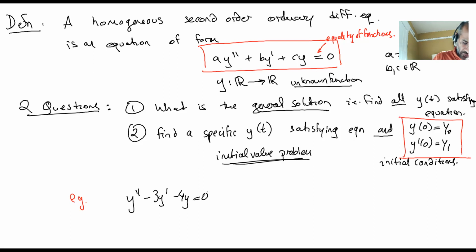So by the way, what do the different parts of this terminology mean? Homogeneous means the right-hand side is 0. Second order means only second derivatives. Ordinary means one variable.